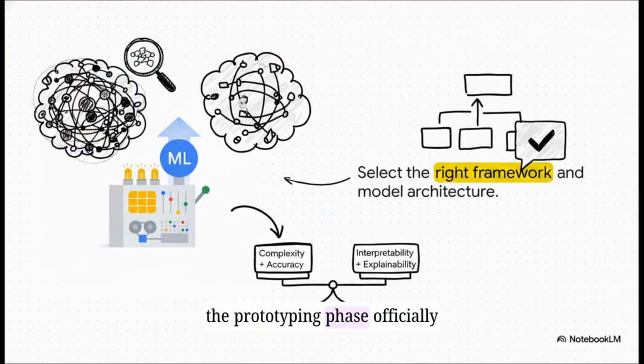Which brings us to Section 3, Scaling Models for Production. All right, the prototyping phase is officially over. Now it is time to architect the heavy-duty hardware and infrastructure. First up is selecting the right framework and architecture, and honestly, it's a delicate balancing act.